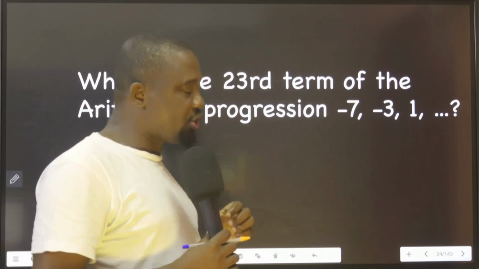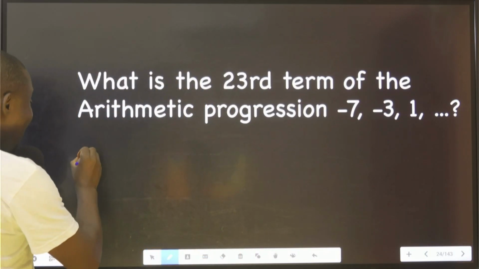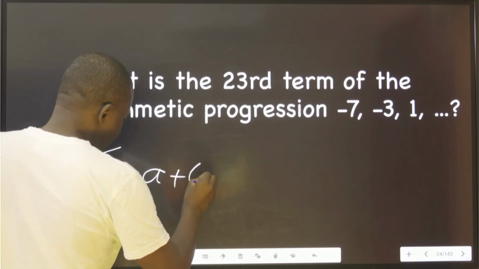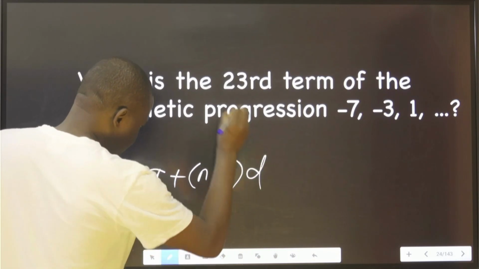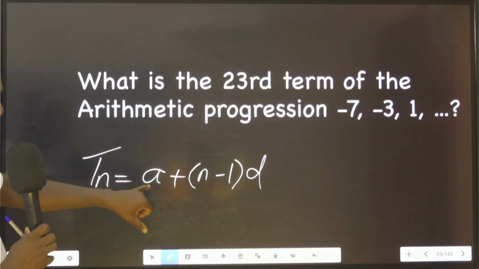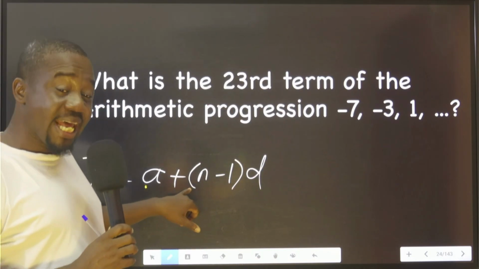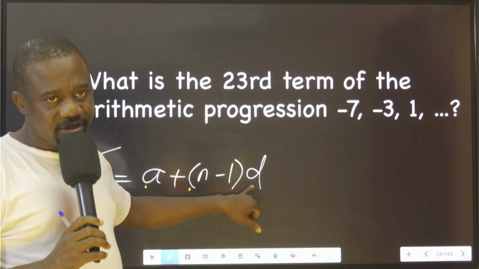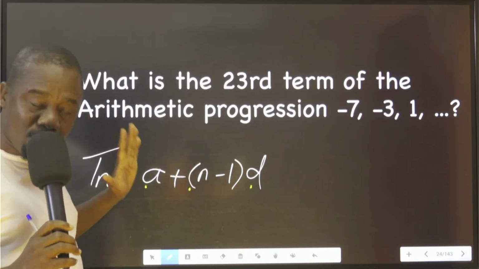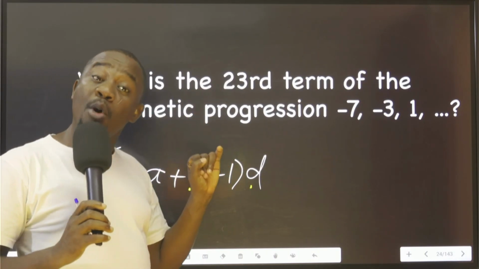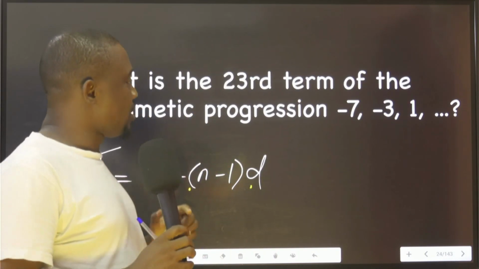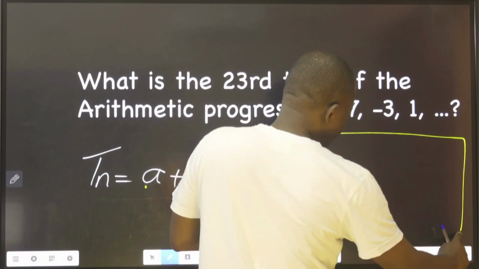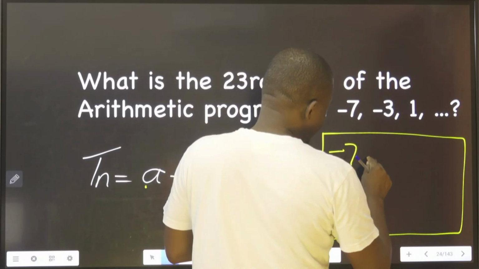We've established that the nth term of any arithmetic progression is a plus (n minus 1) d. This is the first term. This is the term we are looking at. This is the common difference. Before you can apply this formula, this common difference must surface. So we need to investigate if there is a common difference.